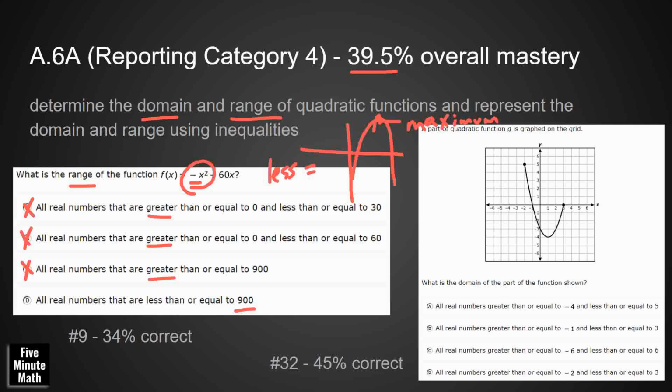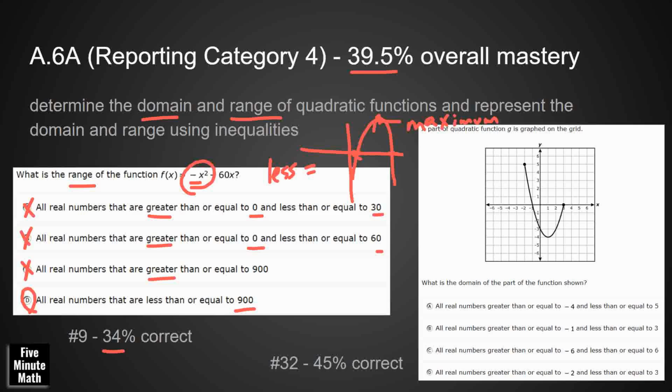You've got to zoom out to see it. But our correct answer is D. Only 34% of our students were able to get this. And so a lot of students struggled. They might not have zoomed out, because when we're looking at the 0, 30 or the 0, 60, we're really looking at our x-intercepts. And so students might have confused range and the x-intercepts. But really, once again, we didn't need to graph this.